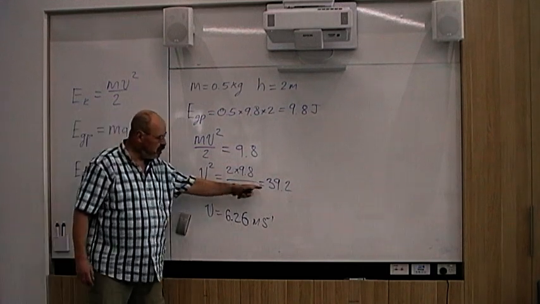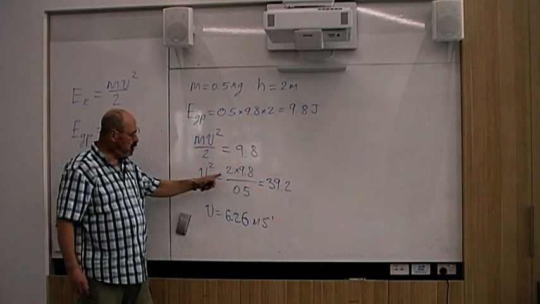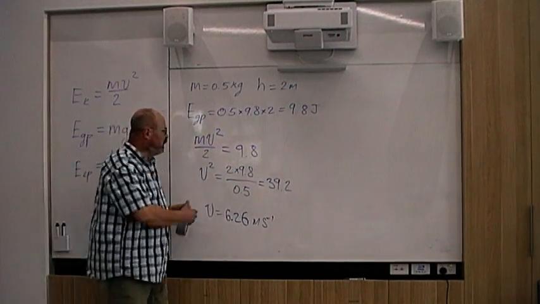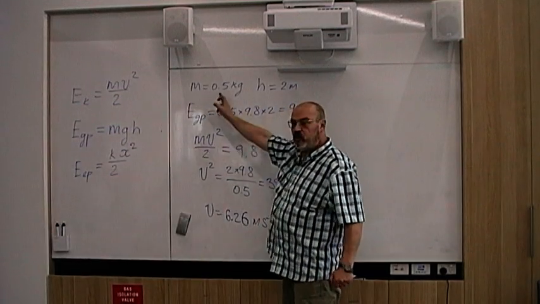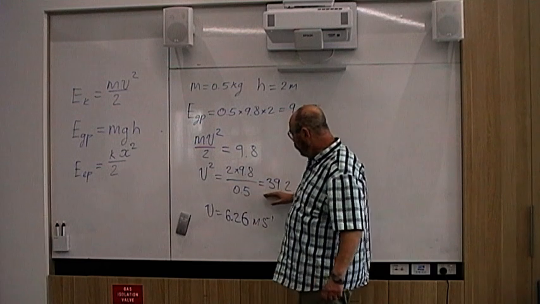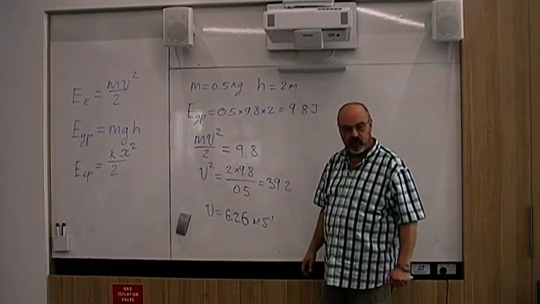And one more example. Did I make a mistake calculating this? No. This is v squared from here, 2 times 9.8 divided by the mass, which is 0.5. And that is v squared, so we take the square root then. Make sense?